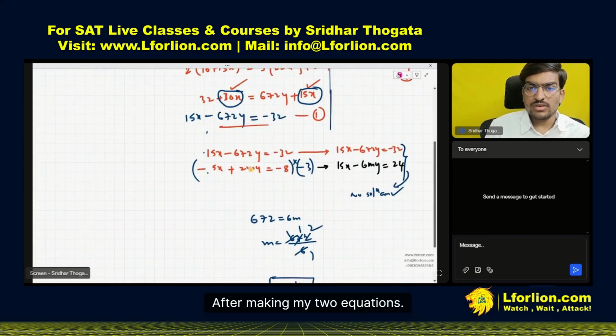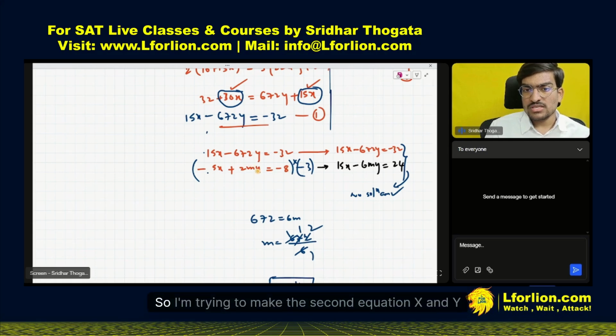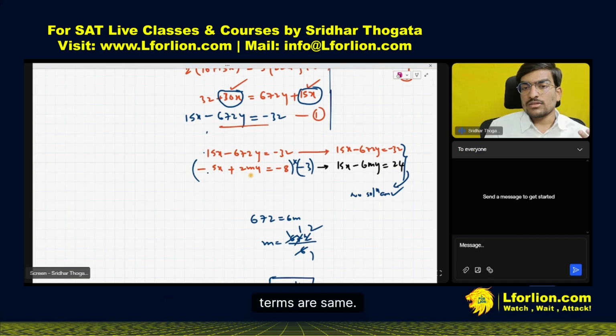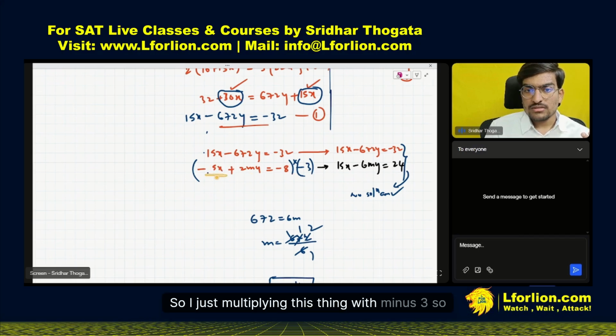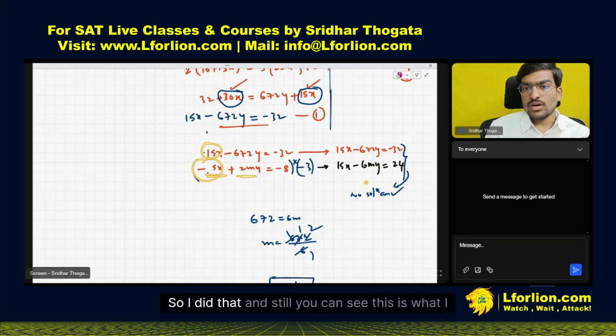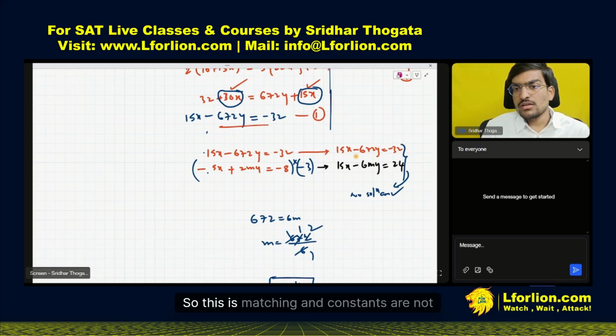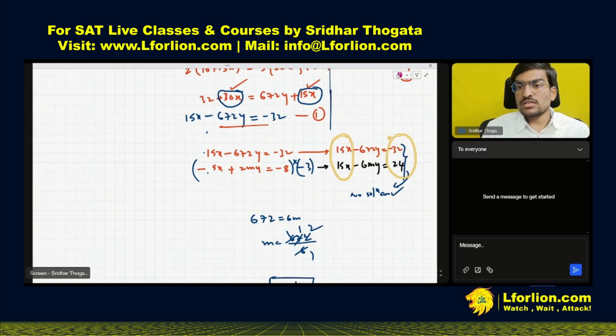After making my two equations, the constants must be different, and the x terms and y terms must be the same. So I'm trying to make the x and y terms of the second equation the same, so I multiply this by -3 so that this becomes positive 15. So I did that, and you can see this is what I got, and they are under the no solution condition. So this is matching and the constants are not matching.